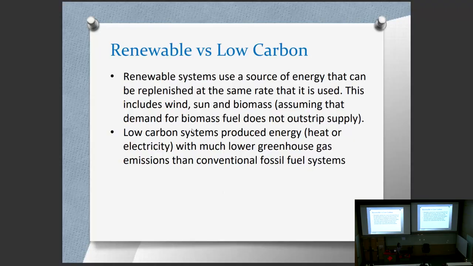And low carbon system produce energy, heat or electricity, with much lower greenhouse gas emissions than conventional fossil fuel system. For example, the nuclear power plant. Nuclear power plant is a kind of low carbon system. Because when we use the nuclear power, the carbon dioxide emissions is much lower compared to that by burning the fossil fuel. But is nuclear power renewable? No. So nuclear power plant is low carbon system but not renewable.